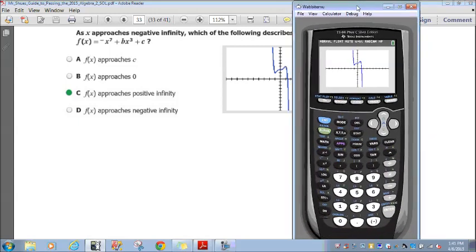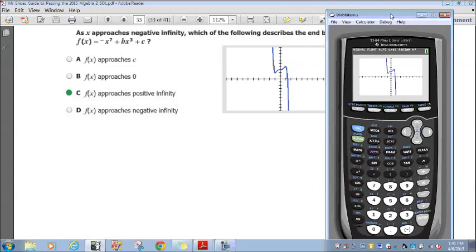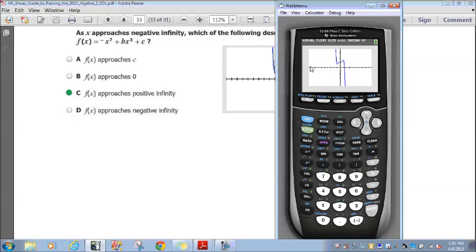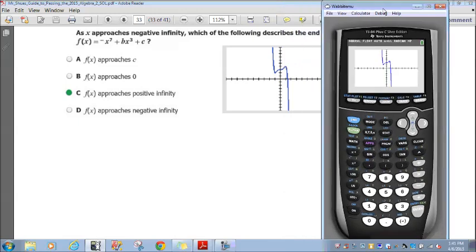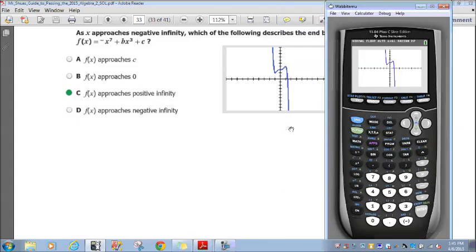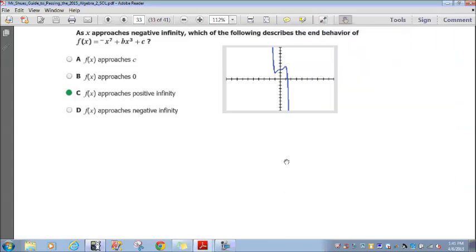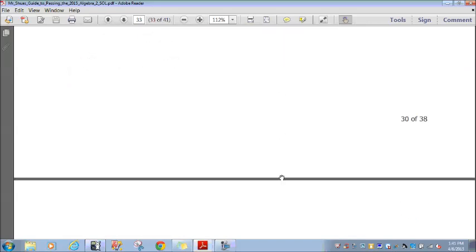So as x approaches negative infinity this way, y, or f of x, is approaching positive infinity, which is choice C. F of x approaches positive infinity. Okay? Yep, again, another so-called difficult question made simple. Let's go on to question 31.